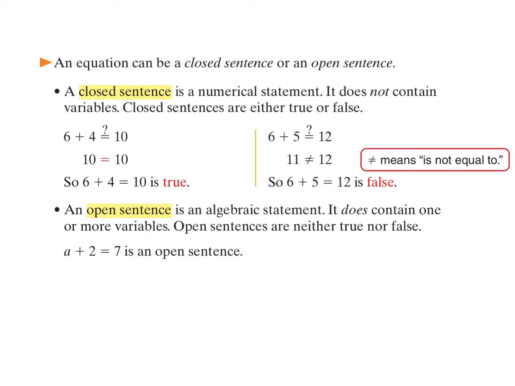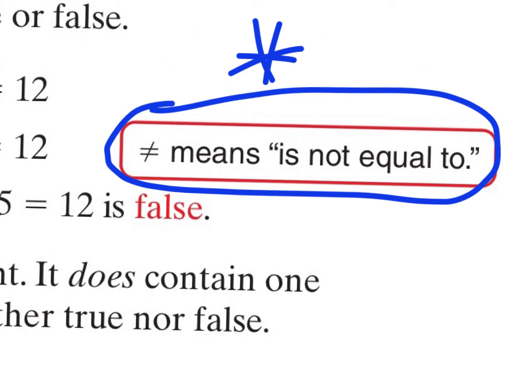The book mentions closed sentence is something that does not contain variables, and so those can be either true or false. Open sentence has a variable, or at least one variable, and open sentences are neither true nor false. So they give an example there, a plus 2 equals 7 is an open sentence. We're not going to worry about that too much. That's not really something we're going to focus on here. One thing that I will mention here, though, is this. If you ever see this equal sign with a line through it, that means is not equal to.